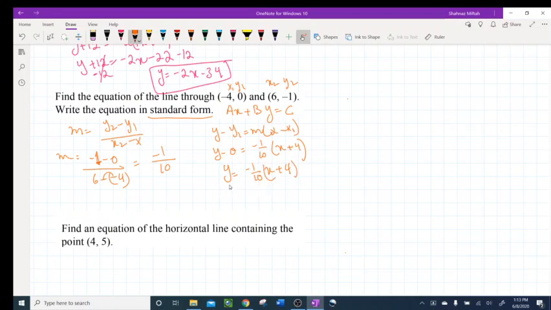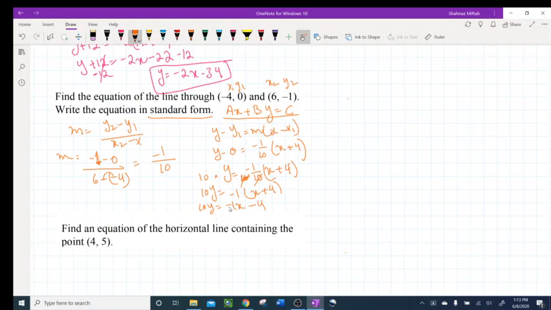Now this is what I got. Do you see the standard form doesn't have fractions? So I have to get rid of the fractions. So I'm going to multiply 10 both sides. Oh, this is 10, not 100. When I multiply 10 both sides, this one is going to give me 10y. This one cancels out. I got -1x plus 4. Multiply this negative, 10y equal -1x minus 4.